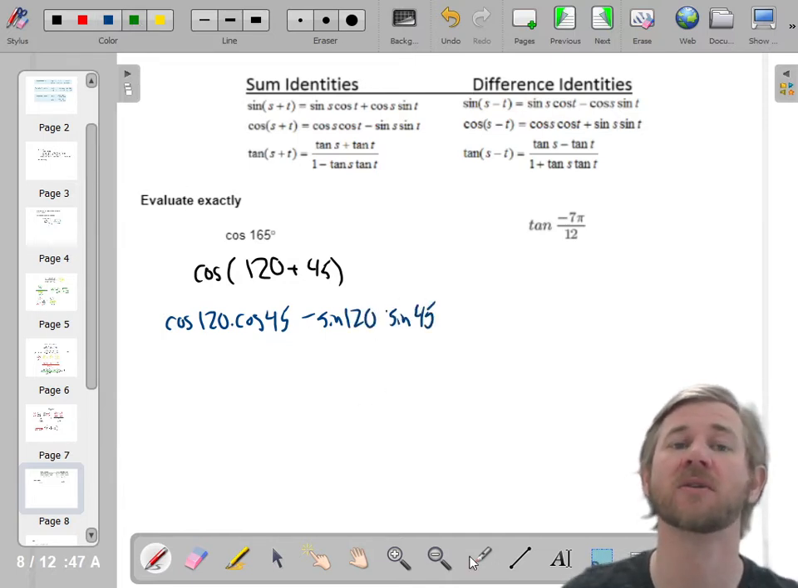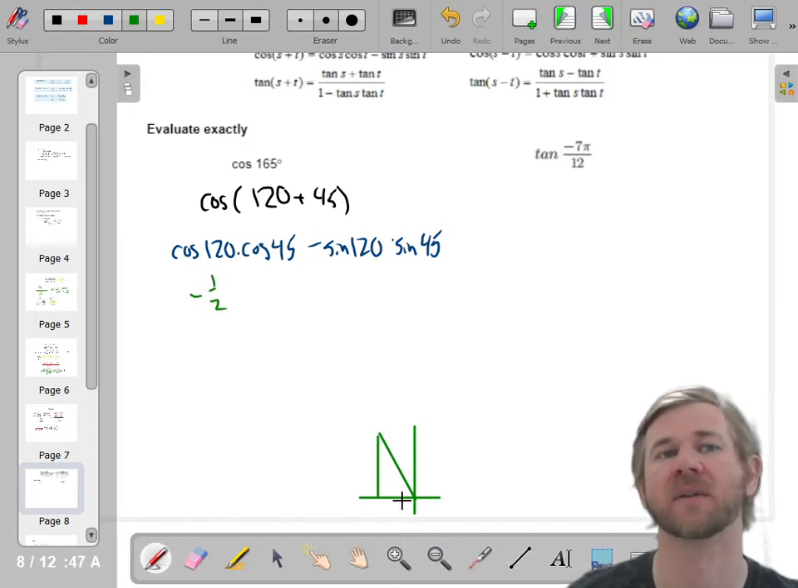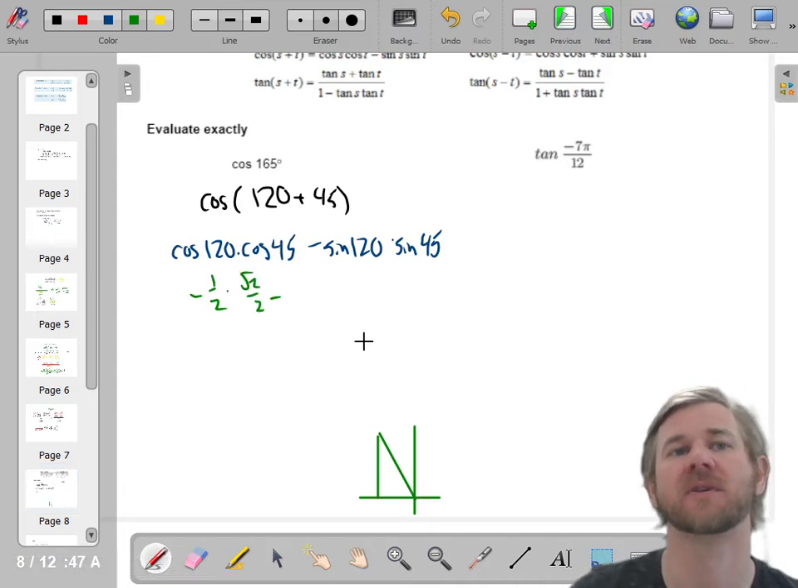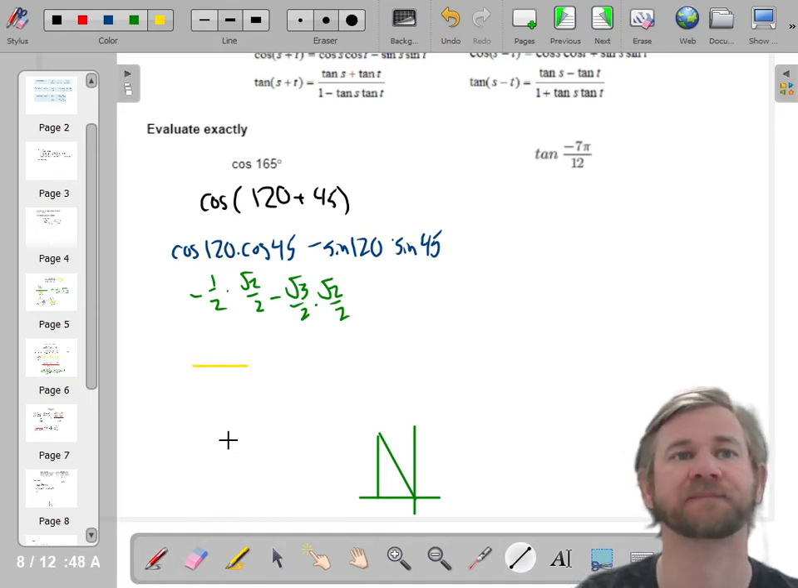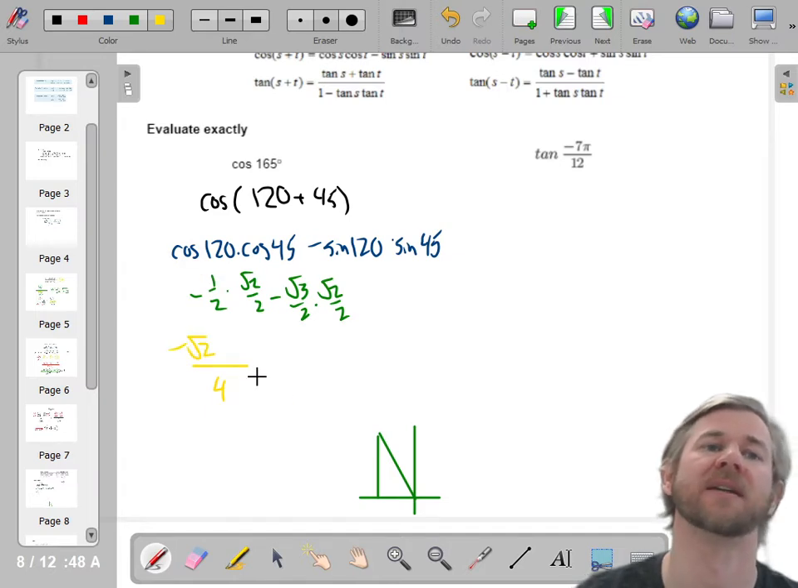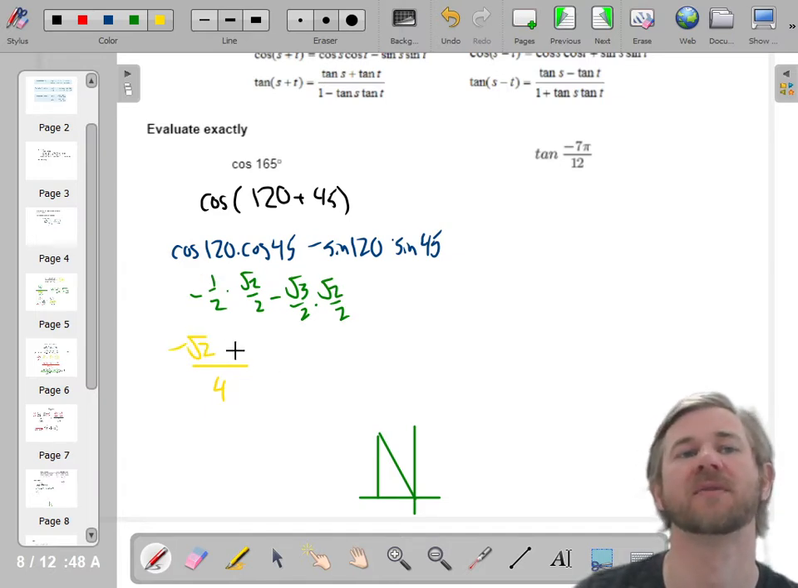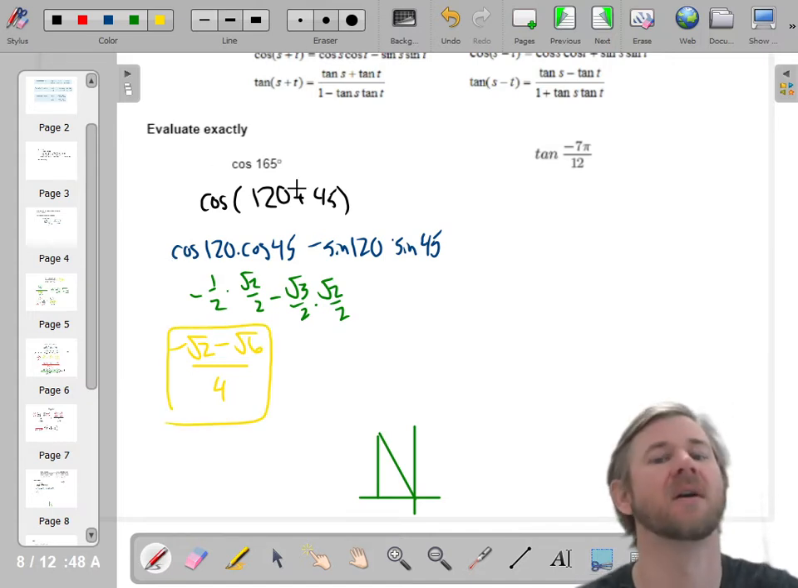And now I evaluate on my unit circle. Let's draw that. 120 is in the second quadrant, a 60-degree reference angle. So the cosine of that would be negative 1/2 because it's the short leg. 45 is radical 2 over 2. Sine of 120, that's the long leg, radical 3 over 2. And the sine of 45 is radical 2 over 2. So this ends up being, remember the denominator is always 4 for these, because 2 times 2 is 4. You got negative 1 times radical 2, that's negative radical 2, and negative radical 3 times radical 2, which is radical 6. So negative radical 2 minus radical 6, all over 4.